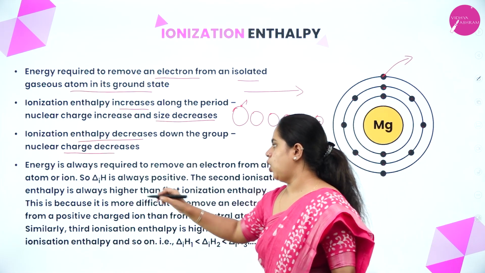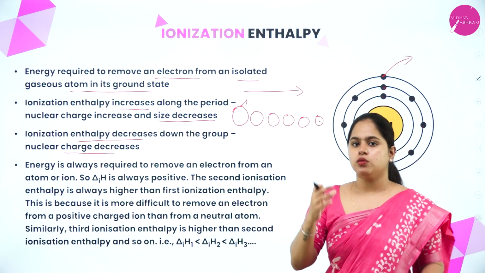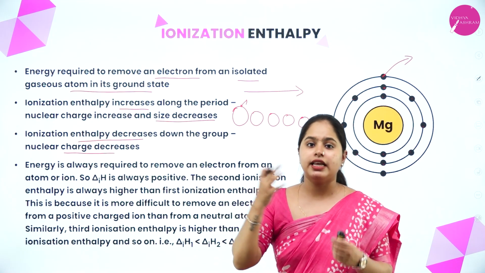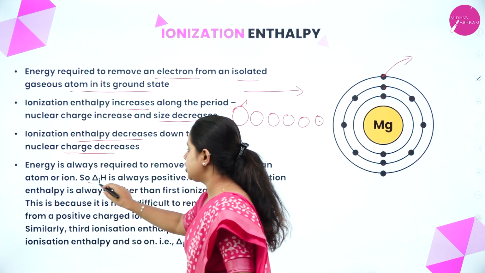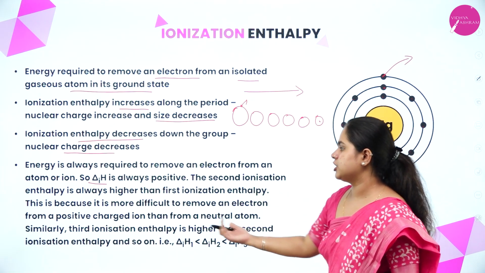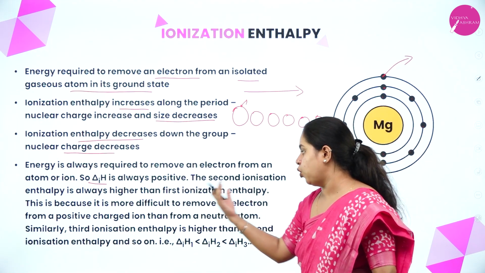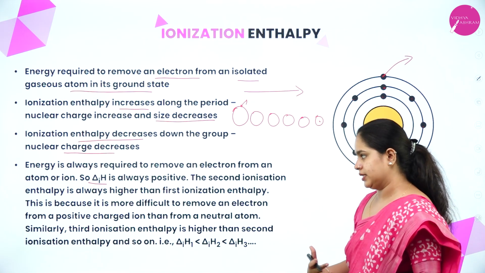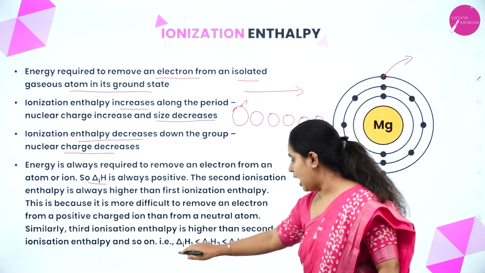Now, energy is always required to remove an electron from an atom or ion, right? As I said in the beginning, electrons will not just escape by themselves, right? An energy is required to remove an electron. Hence, the ionization enthalpy, delta IH, is always a positive value. Now, the second ionization enthalpy is always higher than the first ionization enthalpy. This is because it is more difficult to remove an electron from a positively charged ion than from a neutral atom. Similarly, the third ionization enthalpy is higher than the second ionization enthalpy, and so on.